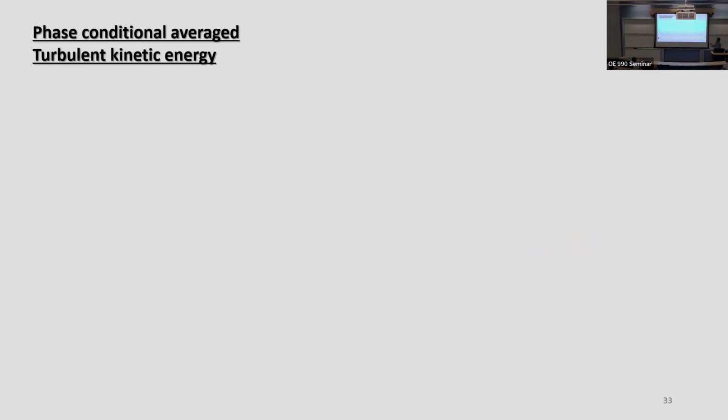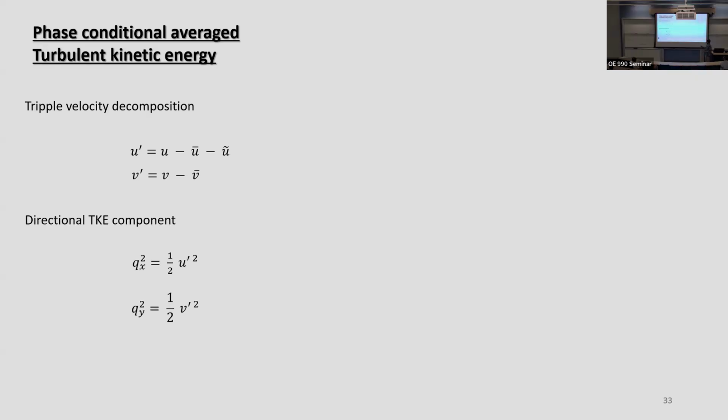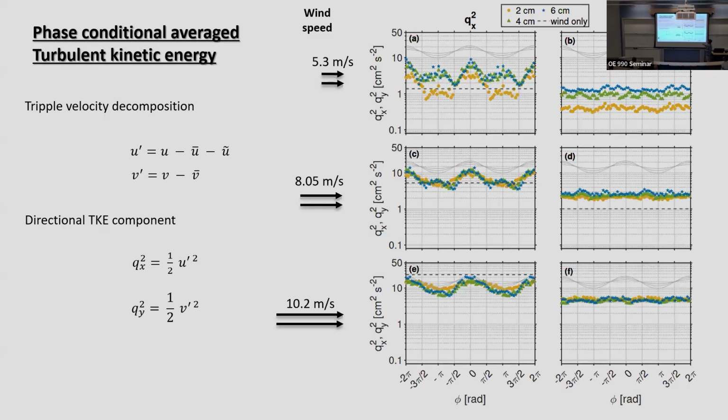Okay, that was about the dynamics on the surface. Let's really quickly talk about the turbulence statistics, and what happens to these statistics as a result of the interaction of current with the wave field, right? In the presence of wind speed and all that. So we do a triple decomposition of our velocity field, and we denote our directional TKE components by qx square and qy square. So this is our result.